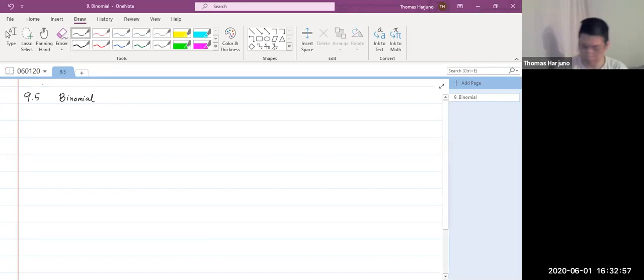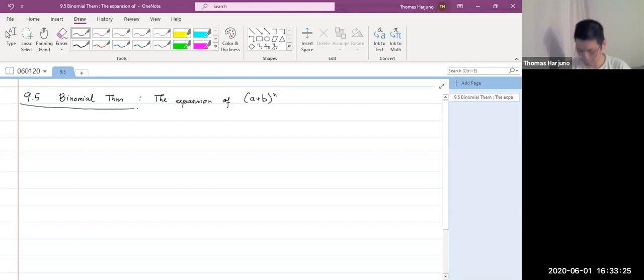Binomial Theorem. What we will learn here is the expansion of a plus b to the n. That's what we learn.